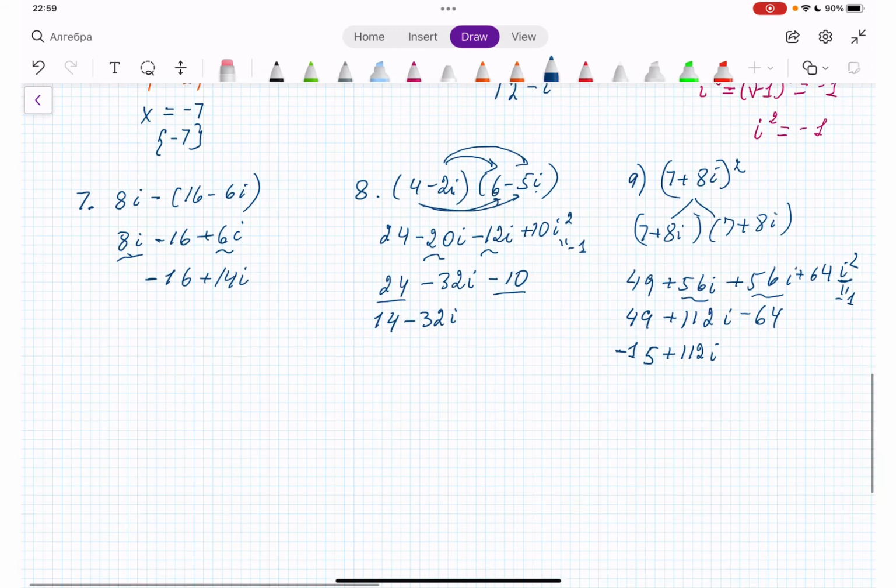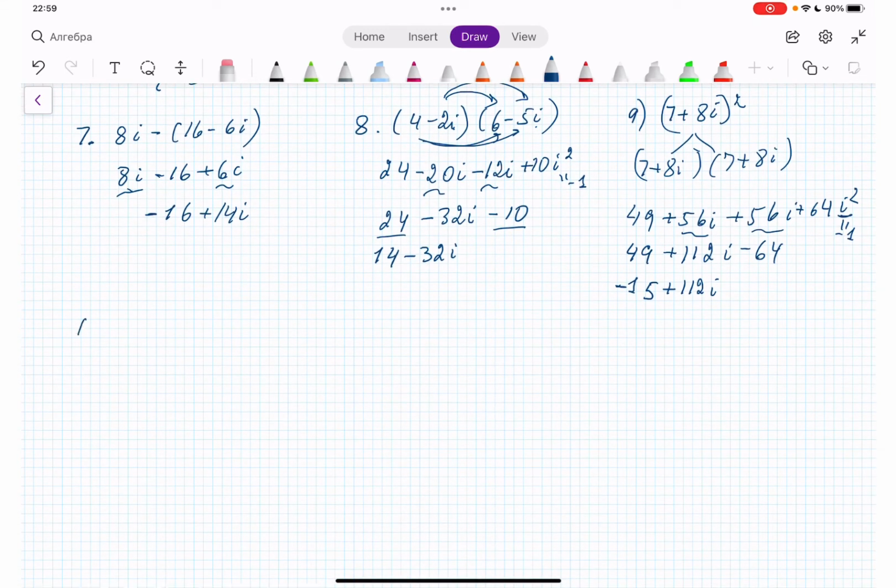Moving to question number 10. We have 5i over 2 minus 9i. What do we do here? We need to get rid of the complex number in the denominator, because we can't have a complex number in the denominator, just like we can't have a square root or radical in the denominator, just like we can't end up with negative x as an answer. So we can't have an imaginary number, complex number in the denominator. So therefore we're going to rationalize.